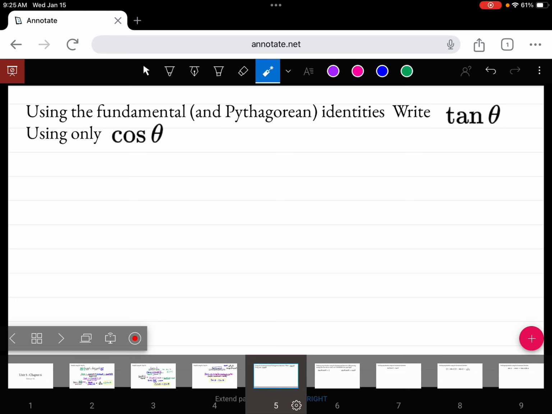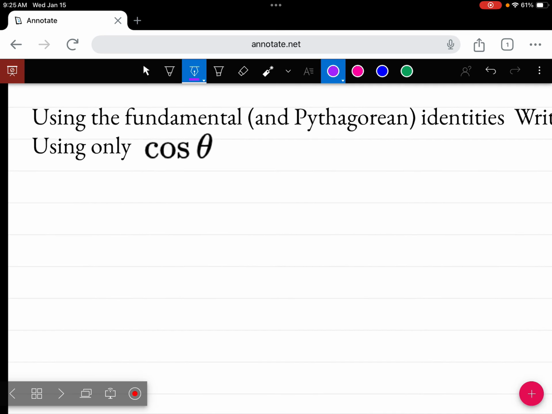Question number 49 is a very similar vibe to this. It's different. It's using different trig functions, but we're doing kind of the same thing. So we want to write tangent using only cosines. Things we are going to need for this: we need to know what tangent is. And we usually write tangent as sine over cosine.